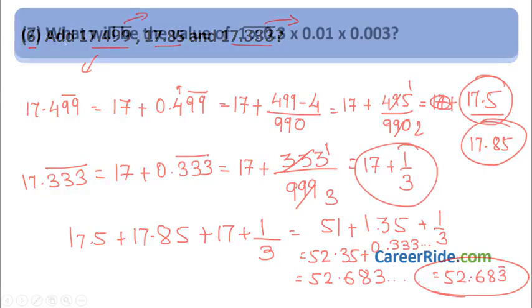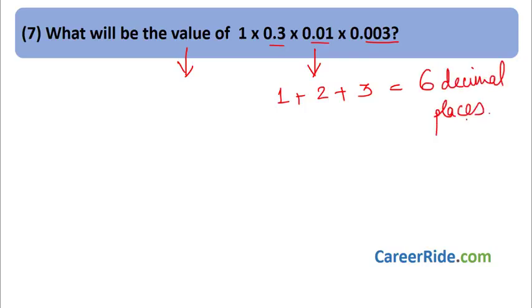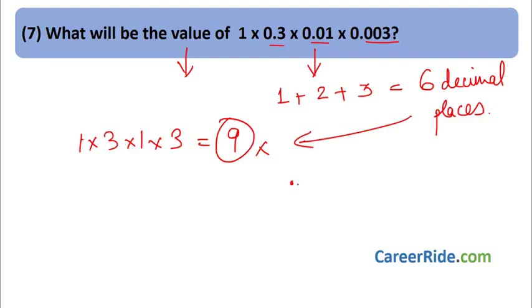Moving to next question. Question number 7. What will be the value of 1 into 0.3 into 0.01 into 0.003? Now in these sums, how to avoid mistakes? Very easy. Count the number of decimal places. Here it is 1, here it is 2, here there are 3. How many total? That would give us 6 decimal places, okay, 6 decimal places. Now consider the numbers only, 1 into 3 into 1 into 3, that would be 9. But this is not the answer, we need to include these decimal places. So put a point and put 6 decimal places, okay.